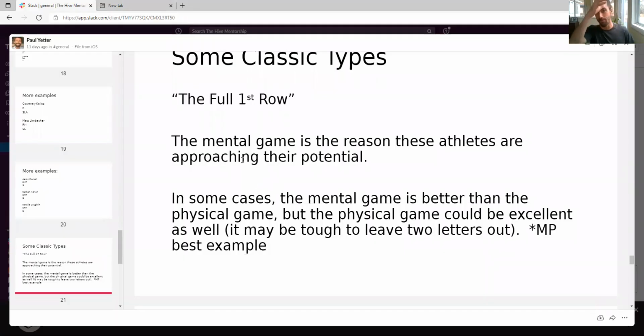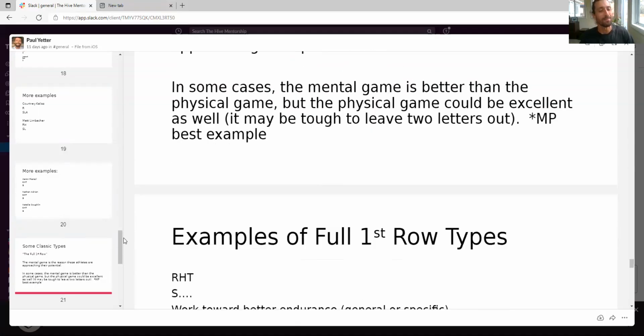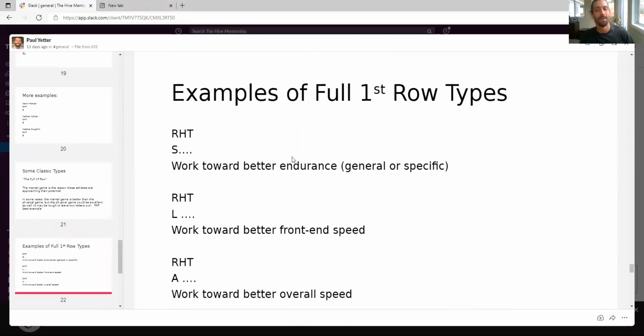Some classic types, the first full row. So if you've got a first full row, that means, if you write it down for your athlete, you see that for your athlete, the mental game for that athlete is the reason these athletes are approaching their potential. In some cases, the mental game is better than the physical game, but the physical game could be excellent as well. So that's the Michael Phelps rule, right? He's the best example of that. Examples of the first full row types.